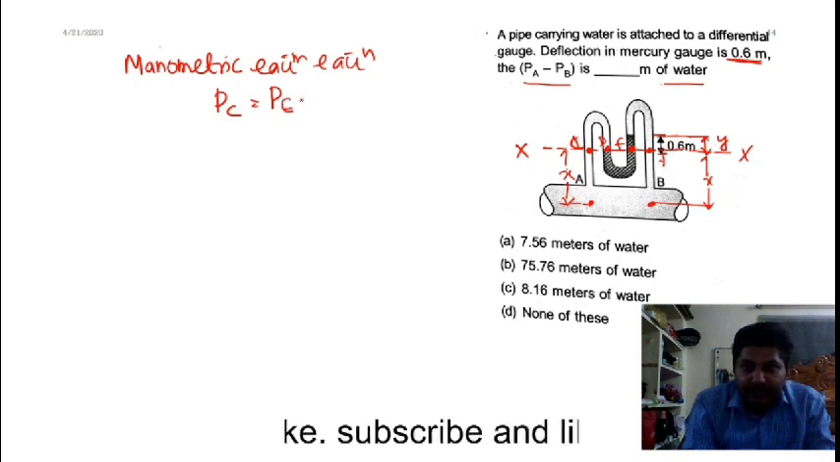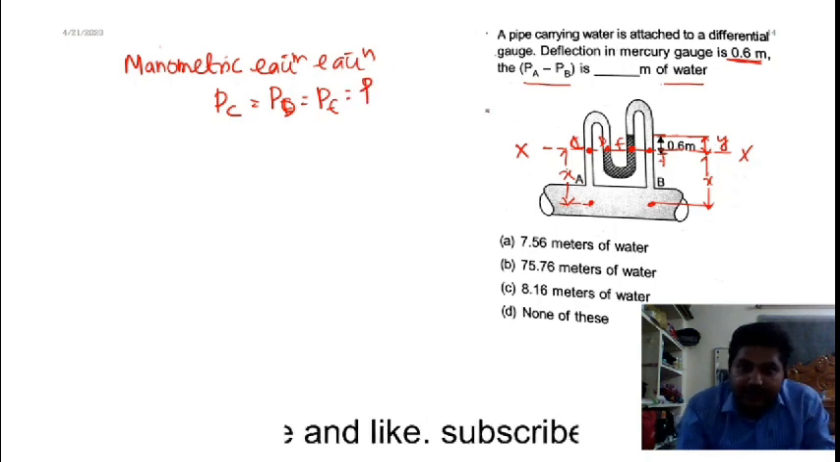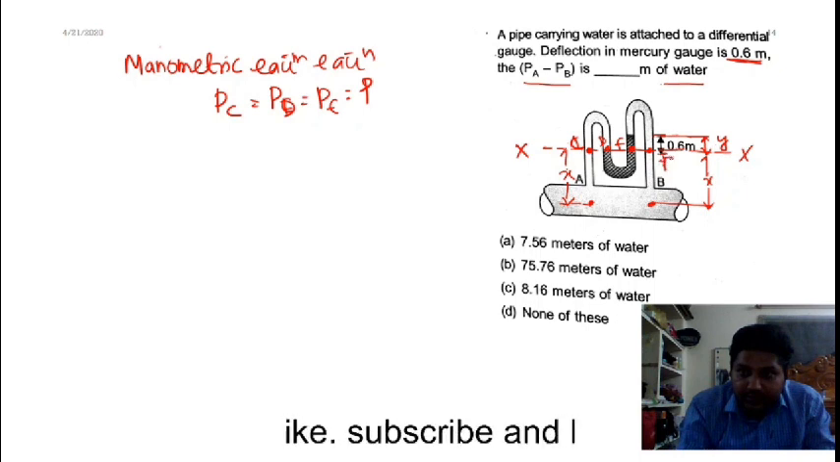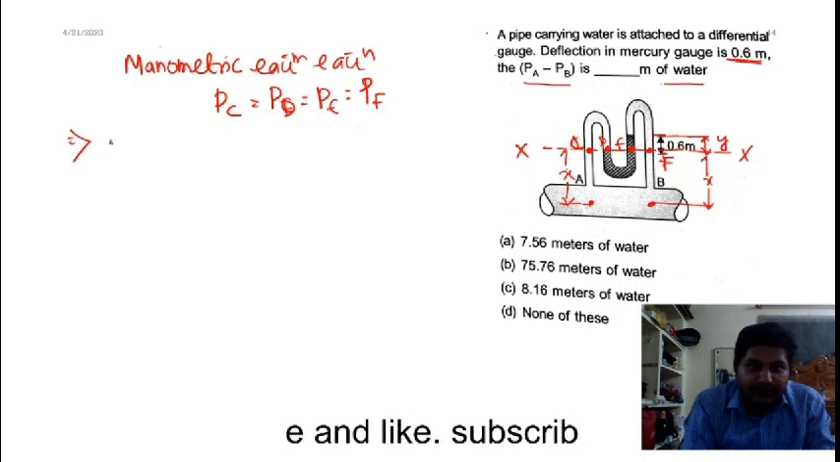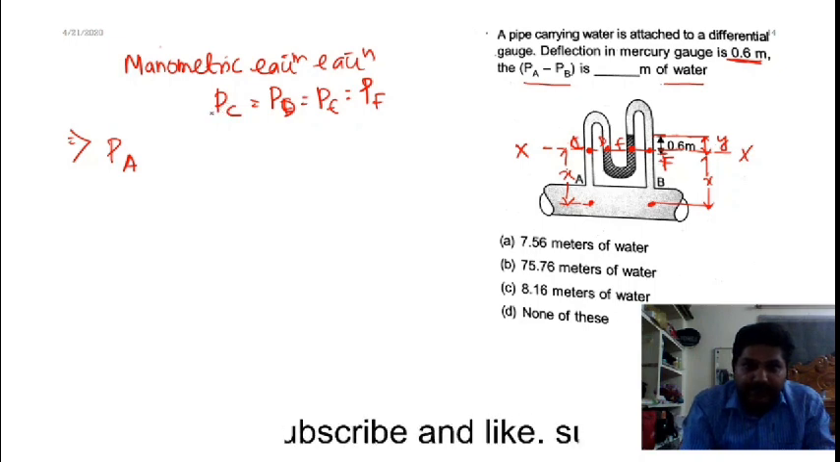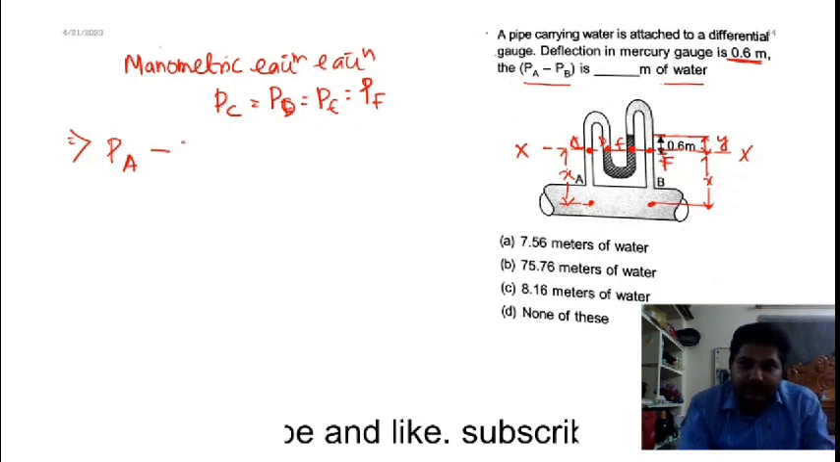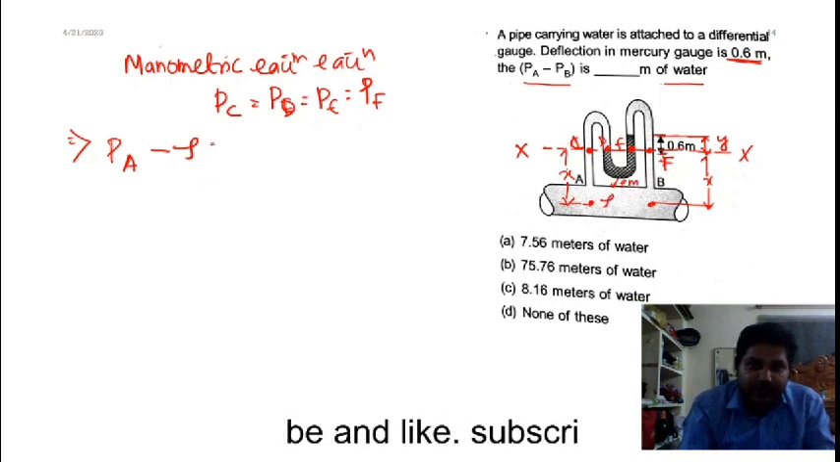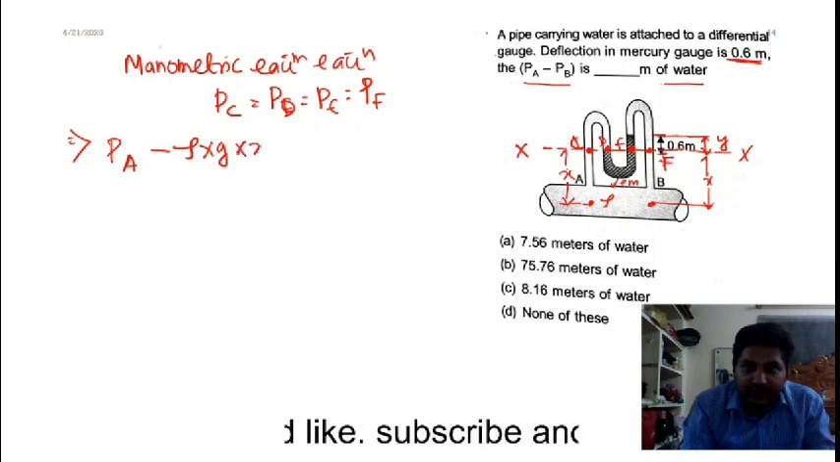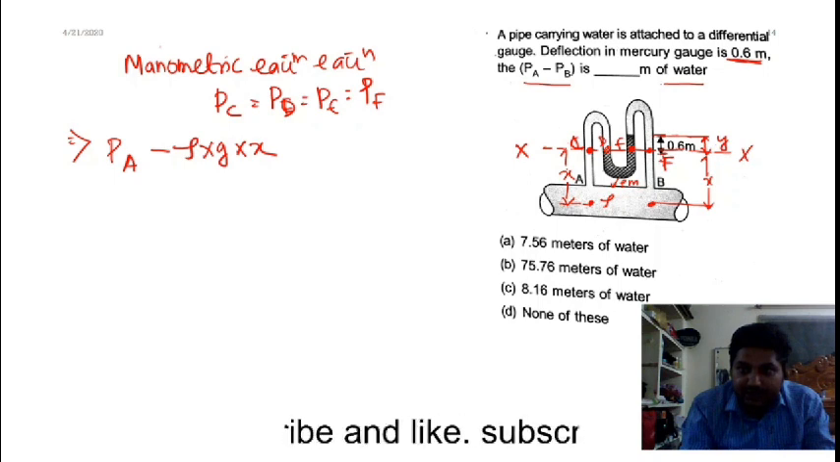Pressure at point D will be equal to pressure at point E, which will be equal to pressure at point F. So what is the pressure at point C? Whatever the pressure at point A minus, since we are moving away from the datum line, this is water and the manometer fluid is mercury, so this is rho m, and the water density rho into g into x. We reach this point. Whatever the pressure at this point, the same pressure will be there, and now you have to write down from here.